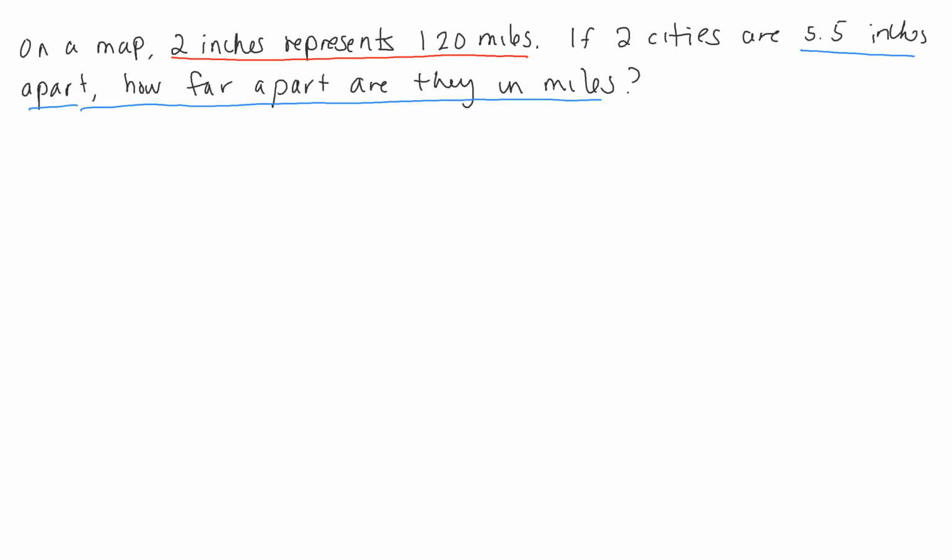So we have that 2 inches represents 120 miles. Okay. We also know that for the second piece of information, 2 cities are 5.5 inches apart. What we don't know is how many miles that is. All right, so we have the piece of information given to us completely. 2 inches represents 120 miles. We set up a rate, inches on top, miles on the bottom. We now know that 2 cities are 5.5 inches apart. We don't know how many miles that is. That's what we're going to find. So we set up our second rate, 5.5 inches over X miles. We're now good to cross multiply and solve.